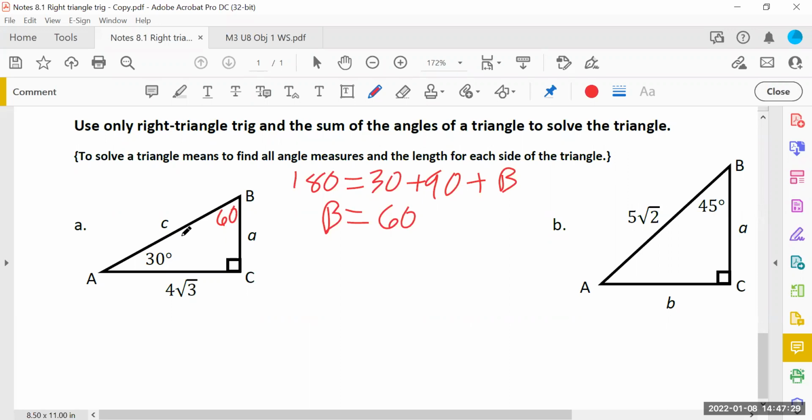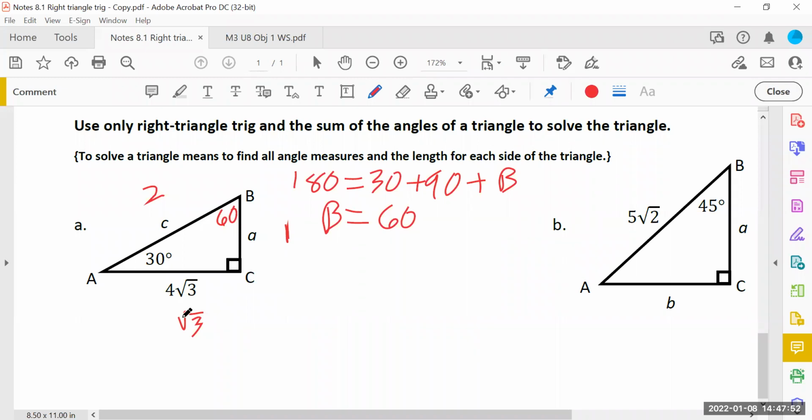30, 60, 90 triangles always have the same proportions. The short side is 1, the hypotenuse is 2, and the long side is the square root of 3. Now I say long side, that's just long in comparison to the other leg of the triangle. The hypotenuse is always the longest side. Square root of 3 is less than 2. So we've got 1, 2, square root of 3.